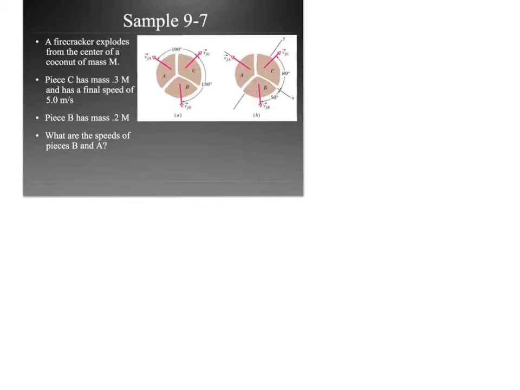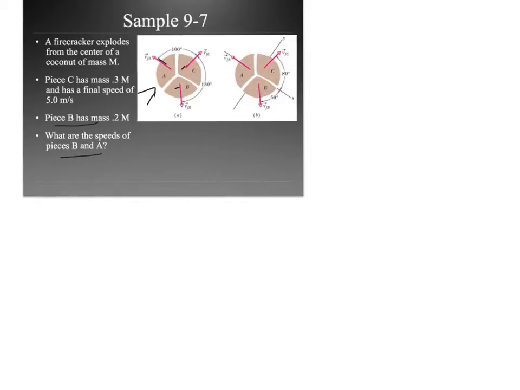Okay, so we're going to work out this problem. We have a firecracker exploding from the center of a coconut of mass M. And so if we take a look, here's our coconut right here. It's going to explode and break off into 3 pieces. And what you'll notice is we're trying to find the velocity for piece B and piece A.